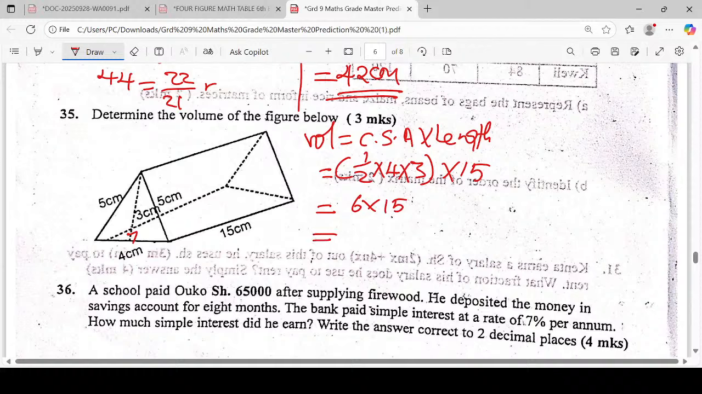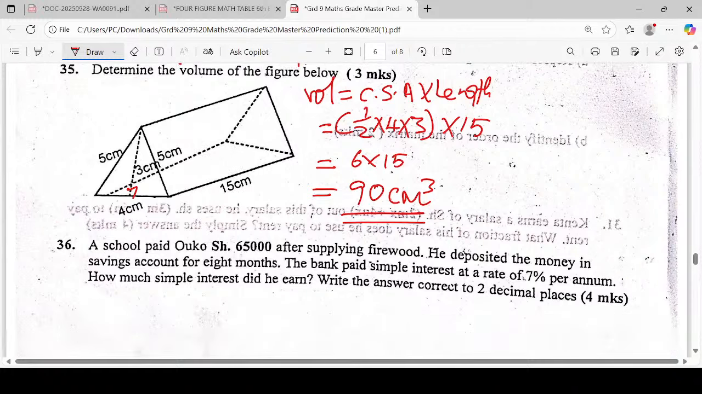When you multiply 6 by 15, what are you going to get, dear learners? That is giving you 90 cubic centimeters. The volume of any solid, I repeat, is given by the cross-sectional area times the length. And the cross-sectional area is a figure that tends to appear twice and in the same way.